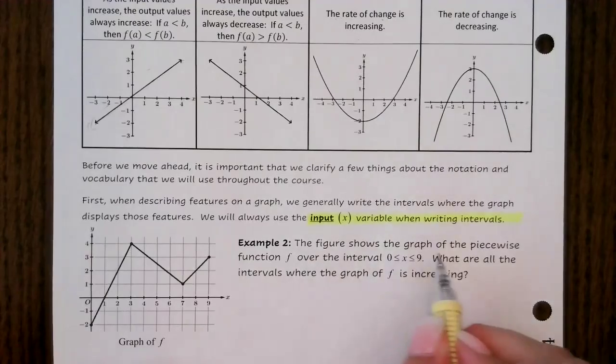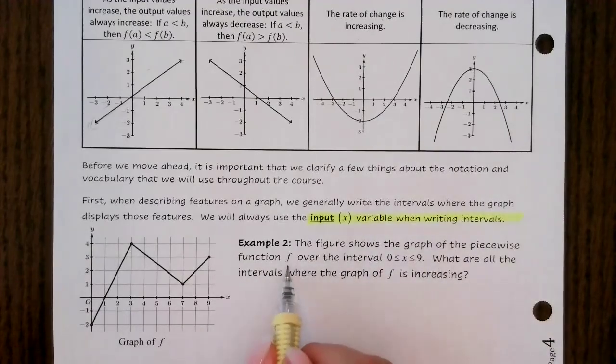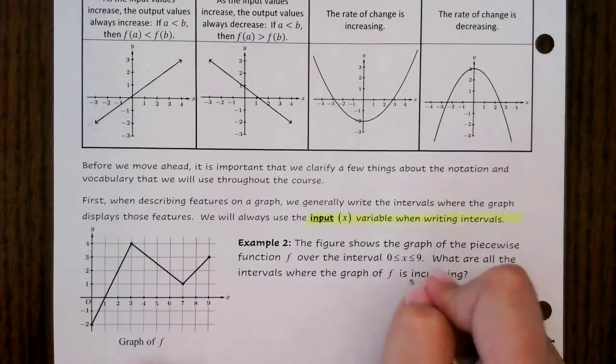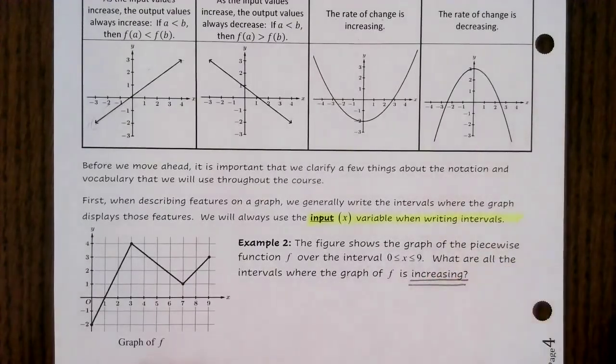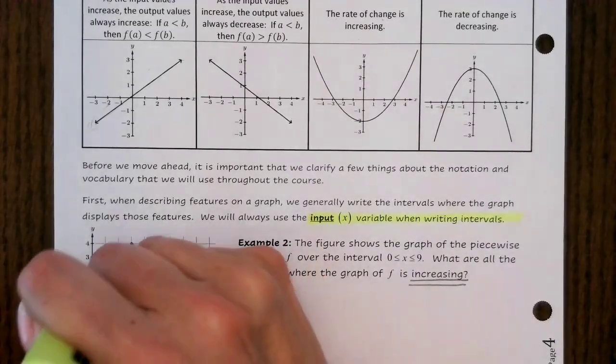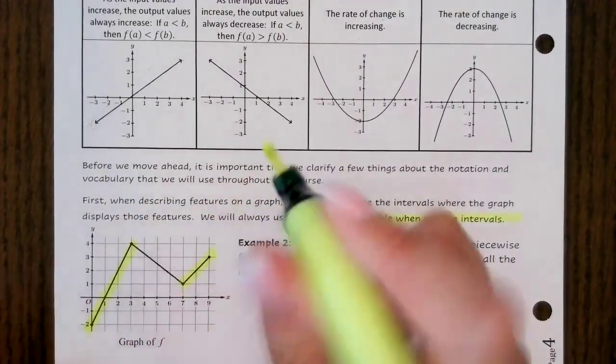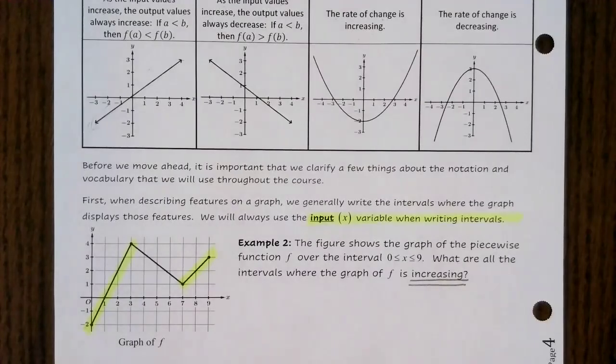All right, it says the figure shows the graph of the piecewise function f over the interval 0 to 9. What are all the intervals where the graph of f is increasing? So we want to see the ones where it is increasing. We're looking at our graph now, not the rate of change. So we're looking at our graph. Where is this increasing? Well, it would be increasing right here and right here. Those are the two parts where it is increasing.